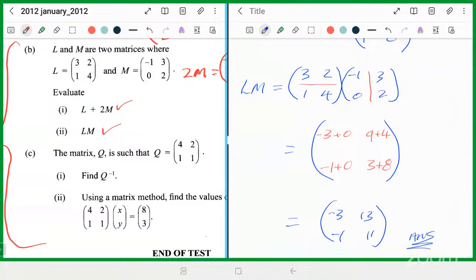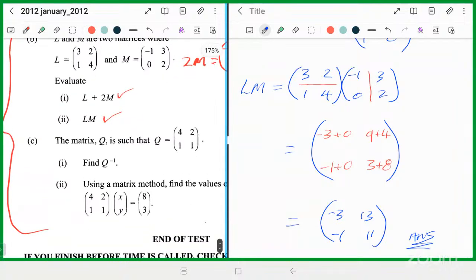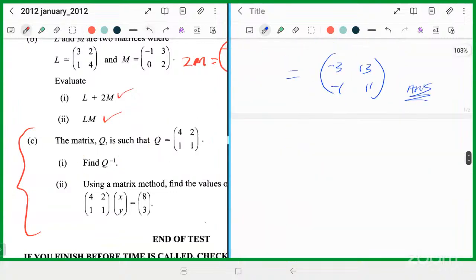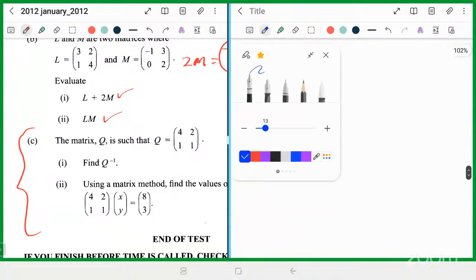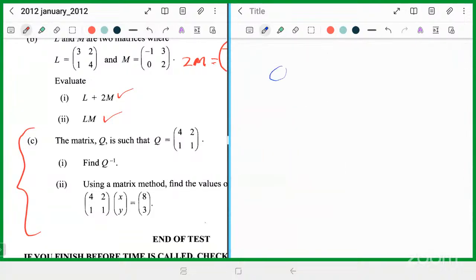Then we come to part C down here. It gives us matrix Q, and it wants us to find Q to the minus 1. That's the inverse of Q. All right. So we have Q equals 4, 2, 1, 1.